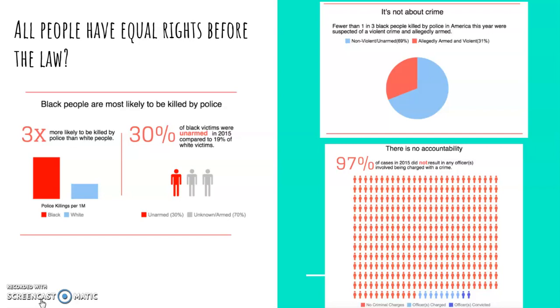And it's not always violent crimes that this disparity is happening. It's often also nonviolent or unarmed crimes, okay? Off to the top right, fewer than 1 in 3 black people killed by police in America this year were suspected of a violent crime and allegedly armed, okay? So that means that most of those killed were not suspected of a violent crime. It was a non-violent crime, and they were still killed. Now, there isn't a whole lot of accountability. 97% of cases in 2015 did not result in any officers involved being charged with a crime. Okay.